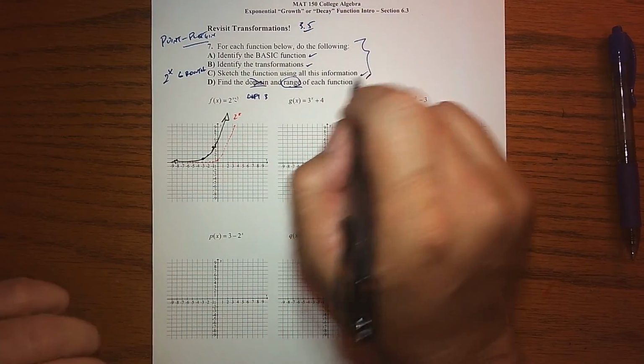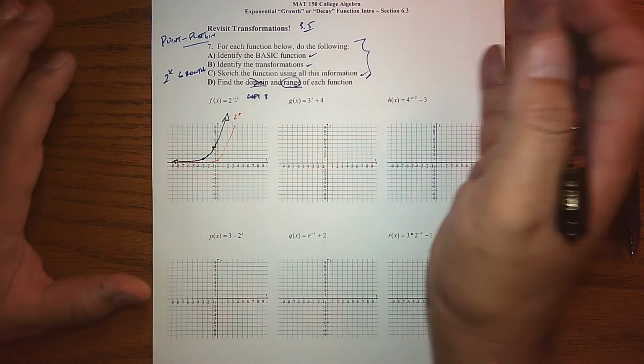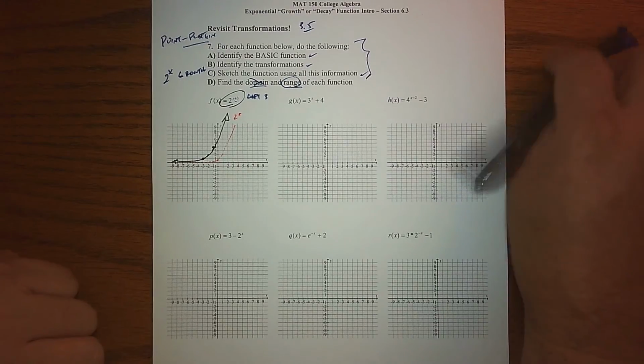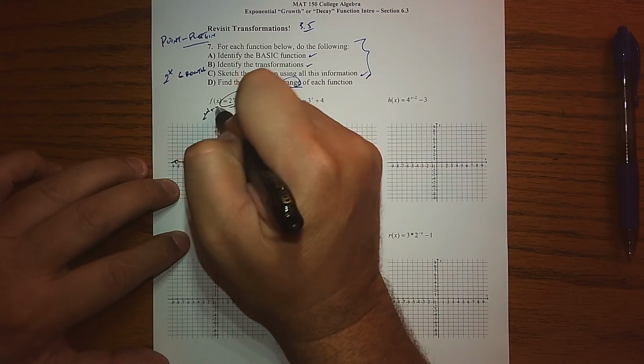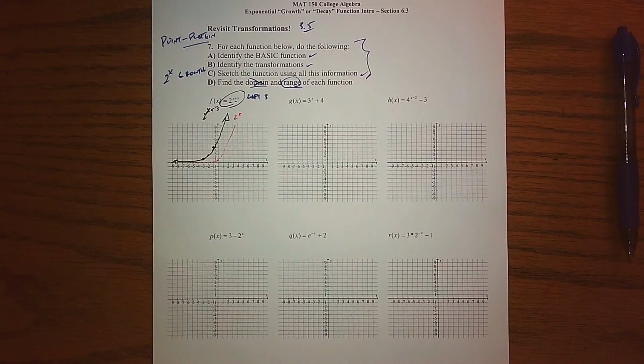We'll talk about how to find that later on in our math class. But for now, there's a really quick sketch of what 2 to the x plus 3 is going to look like. It's essentially the graph of 2 to the x shifted to the left 3 units.